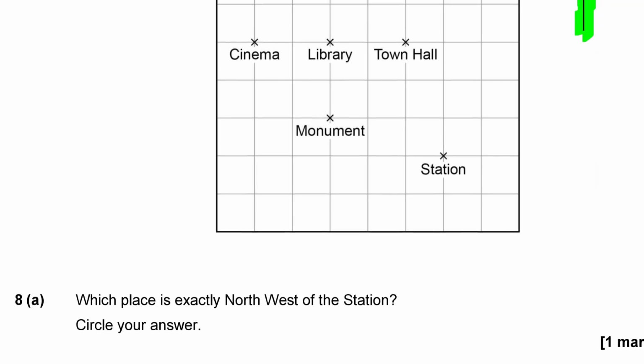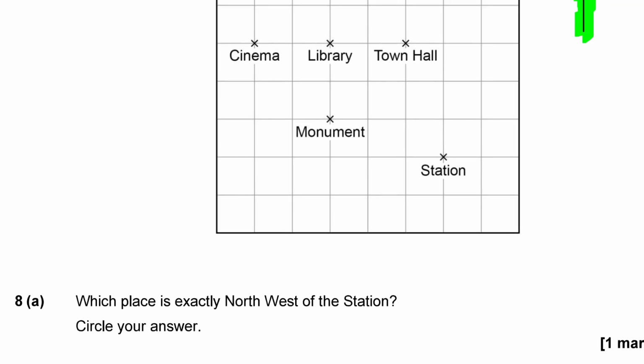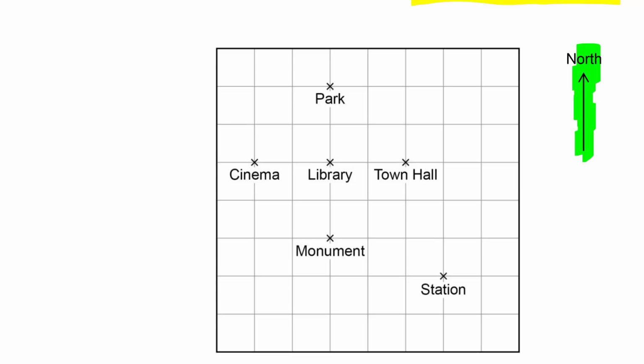What is the question? Which place is exactly northwest of the station? Circle your answer. Okay, so compass points. They've given us north there. You should know that opposite north is south, and then you've got west and east like that. And then between north and east you have northeast. Between south and east you have southeast. Between south and west you've got southwest. And between north and west we've got northwest.